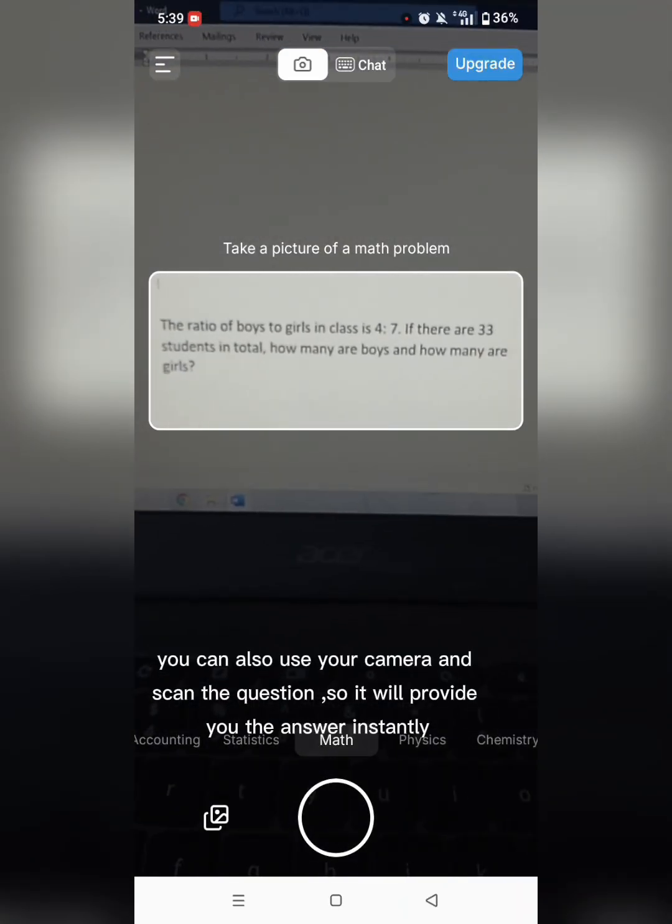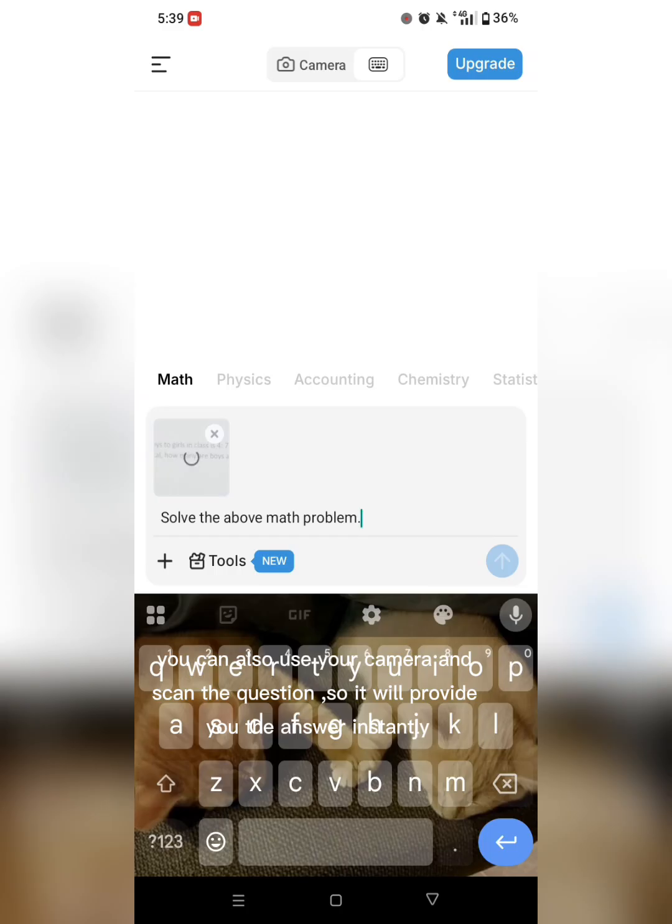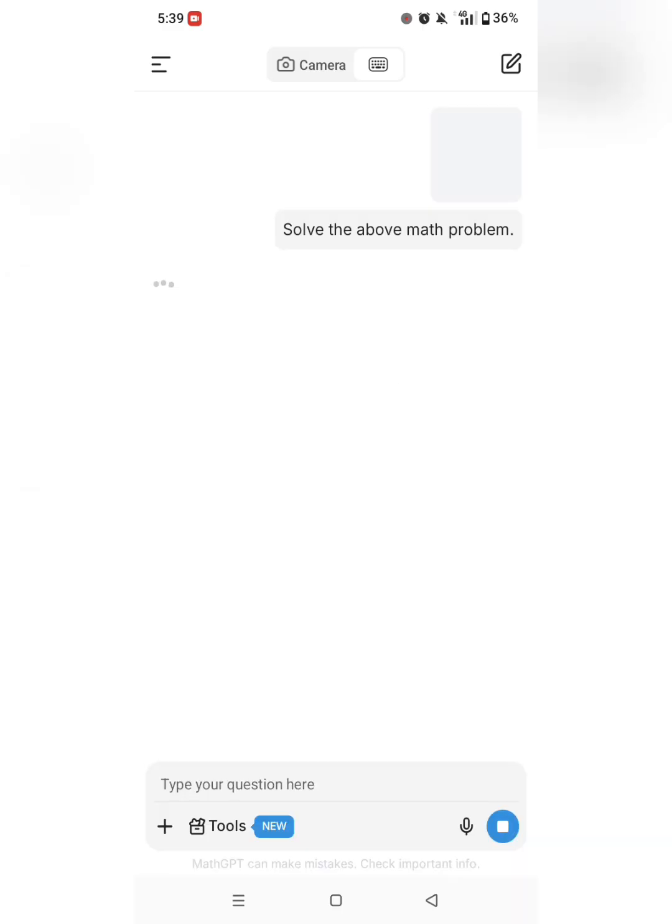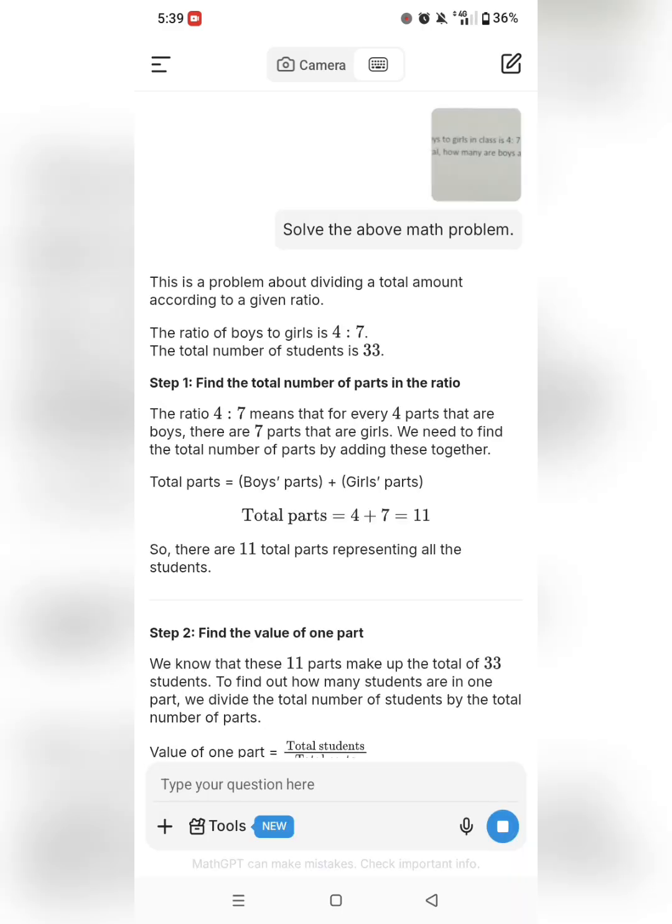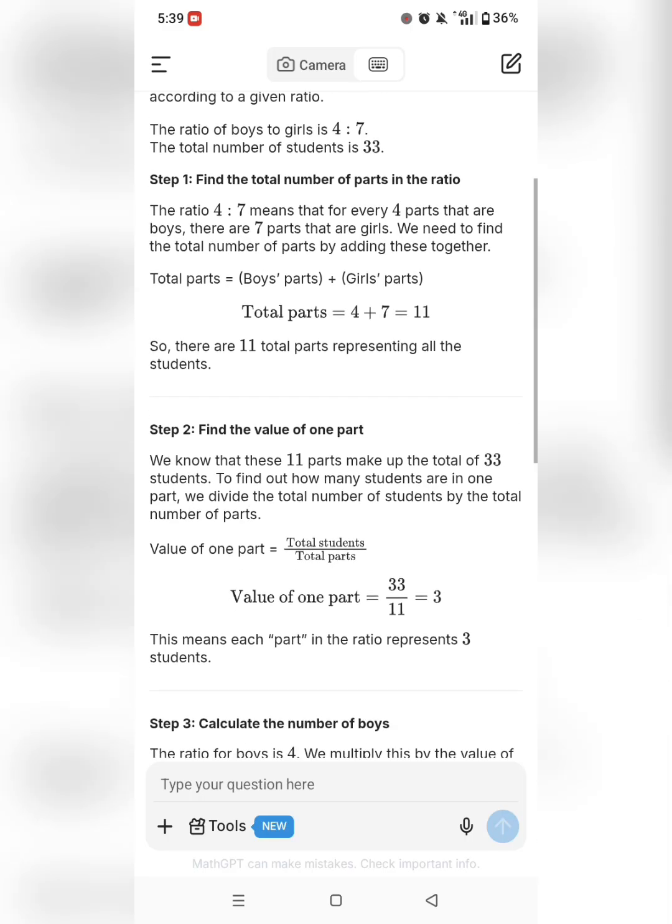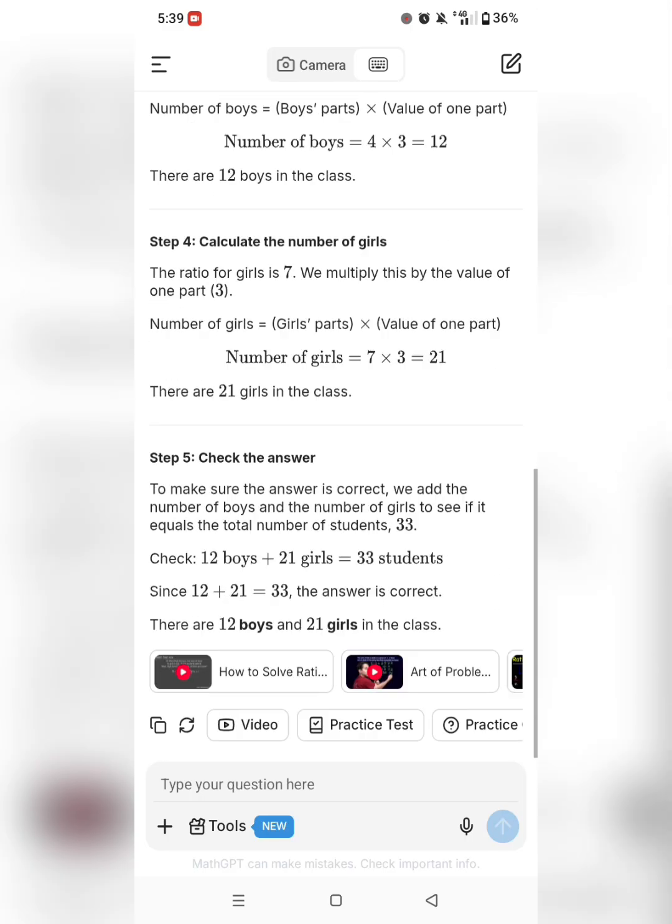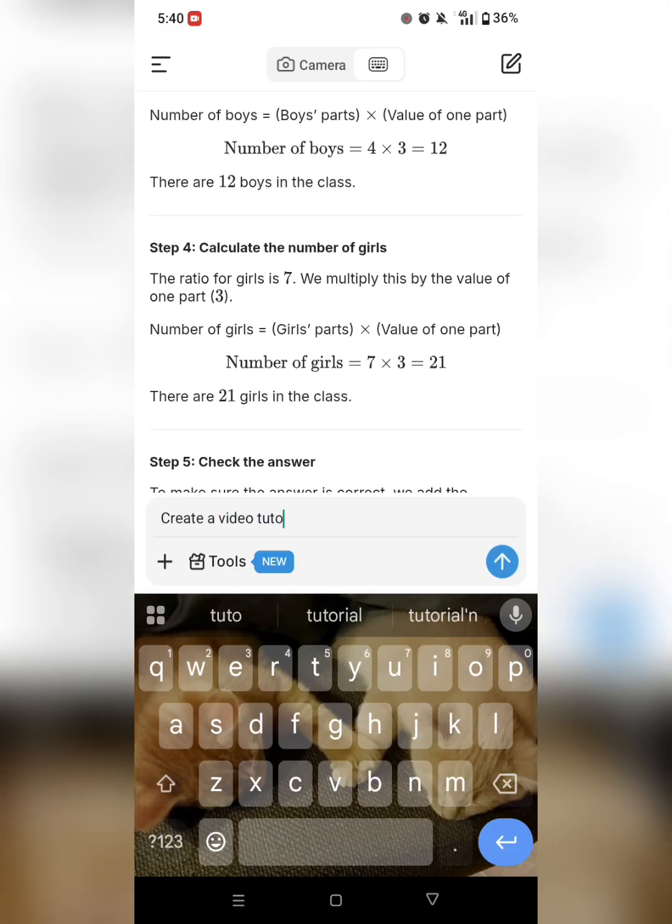You can also use your camera and scan the question, so it will provide you the answer instantly. You can also ask the MATH GPT to generate a video, so let's watch this.